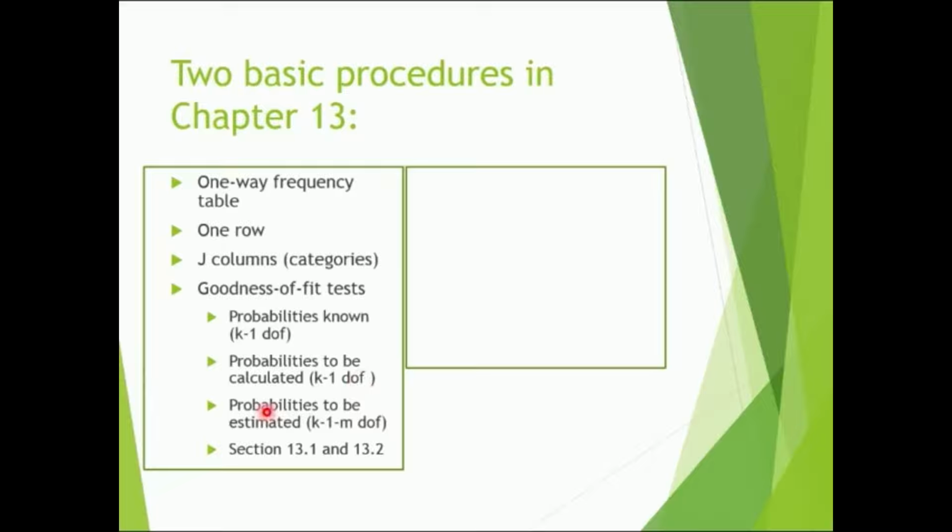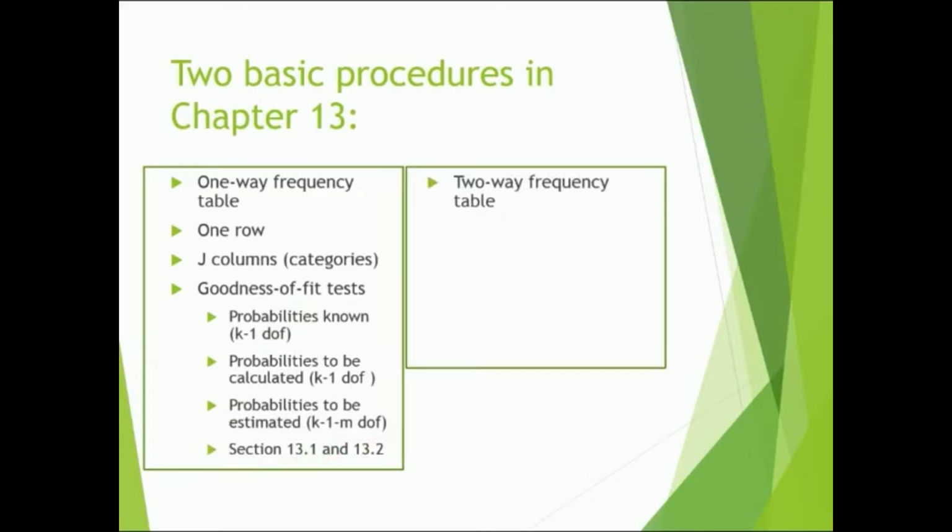And then we're going to look at scenarios where the probabilities are not just calculated, but they need to be estimated. And then you have K minus 1 degrees of freedom minus an additional M, referring to the number of parameters which we'll need to estimate. This is described in section 13.1 and 13.2, and I'll elaborate on this later.